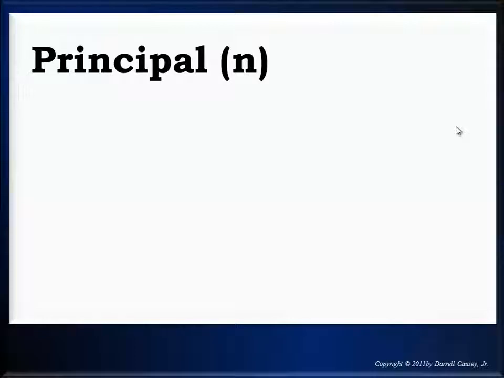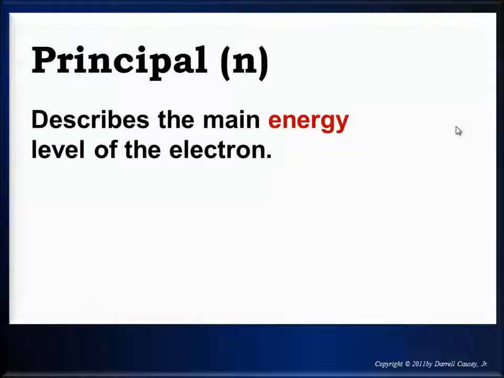The first quantum number is the principal quantum number. The principal quantum number describes the main energy level of the electron, and that's how far it is from the nucleus. We start with the nucleus, then we have energy level 1, energy level 2, energy level 3, etc.